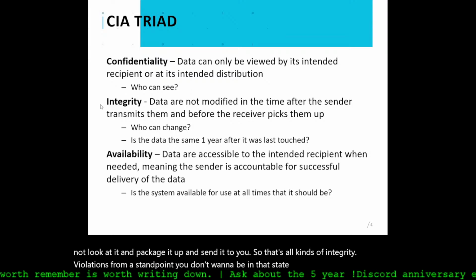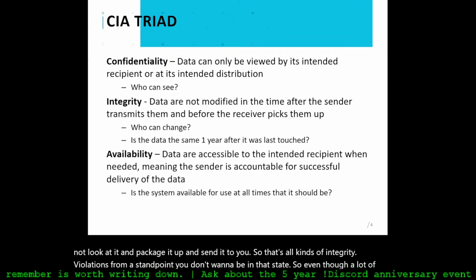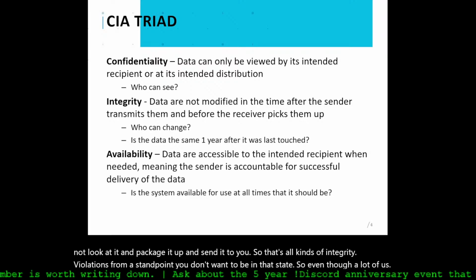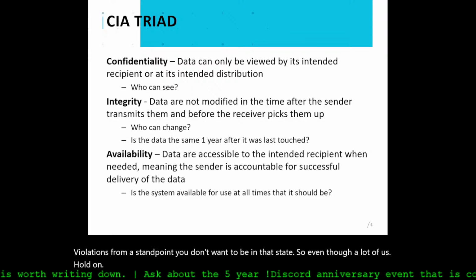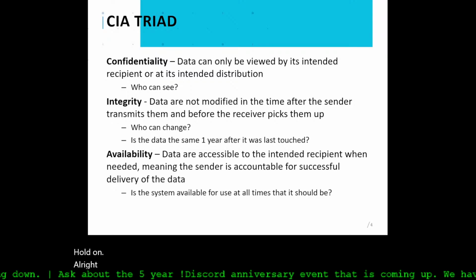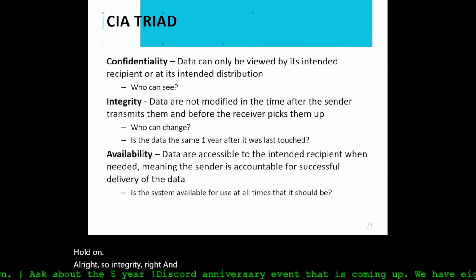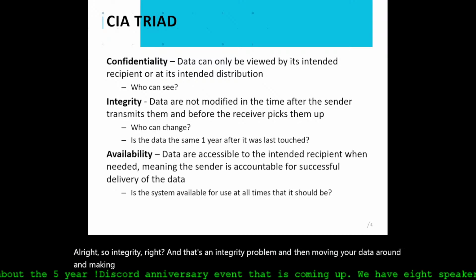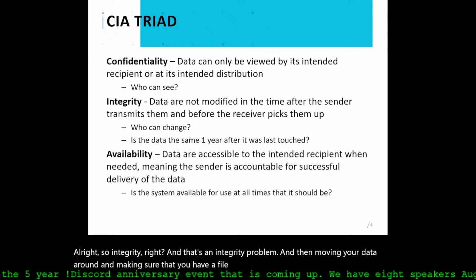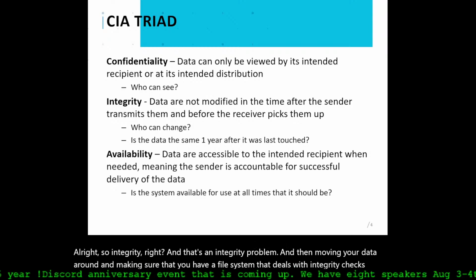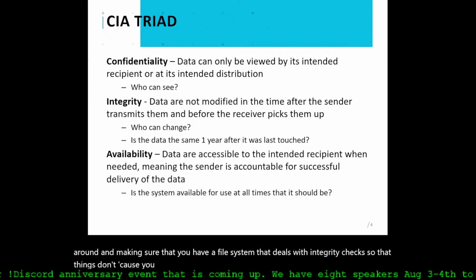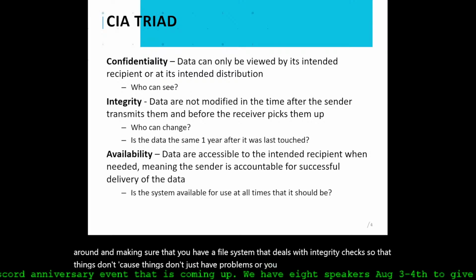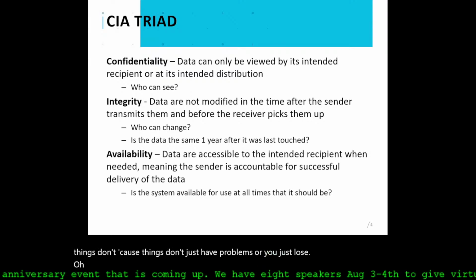Okay. All right. So integrity, right? And that's an integrity problem. And then moving your data around and making sure that you have a file system that deals with integrity checks, so that things don't just have problems, or you just lose data. Oh man, there's all kinds of ways that we deal with this, right?